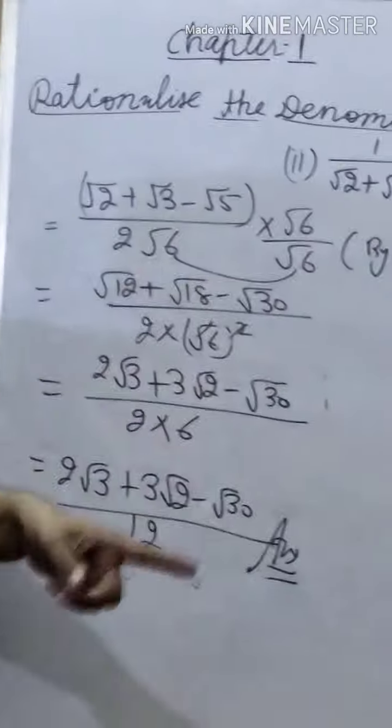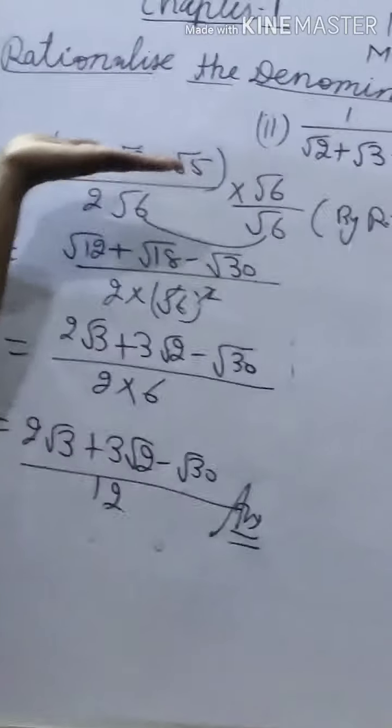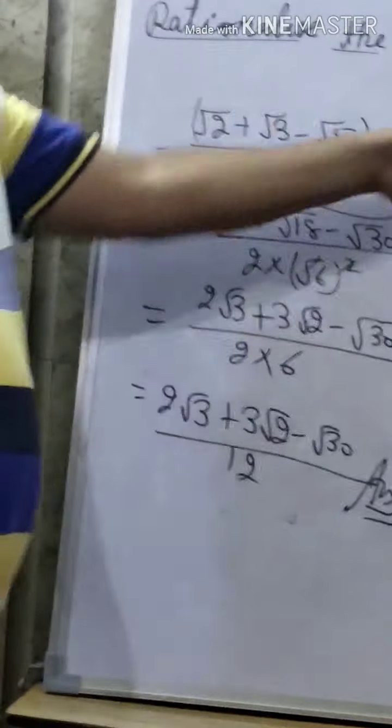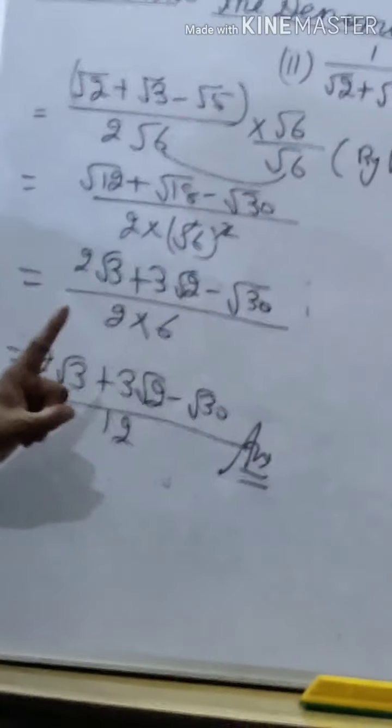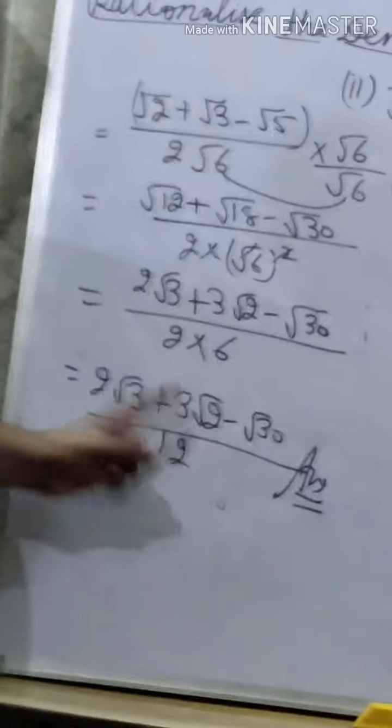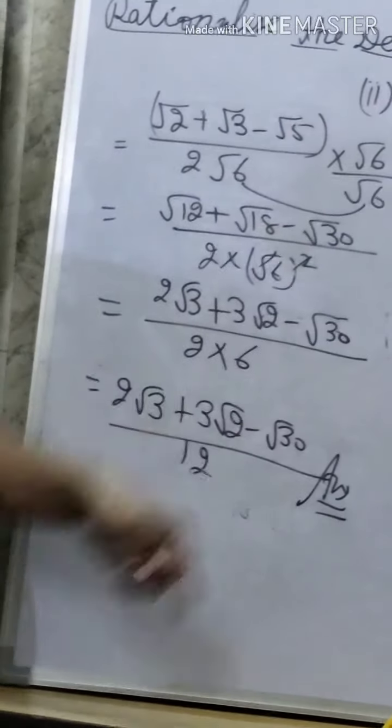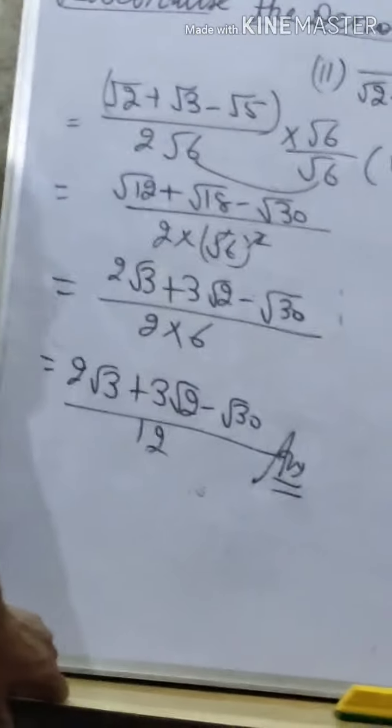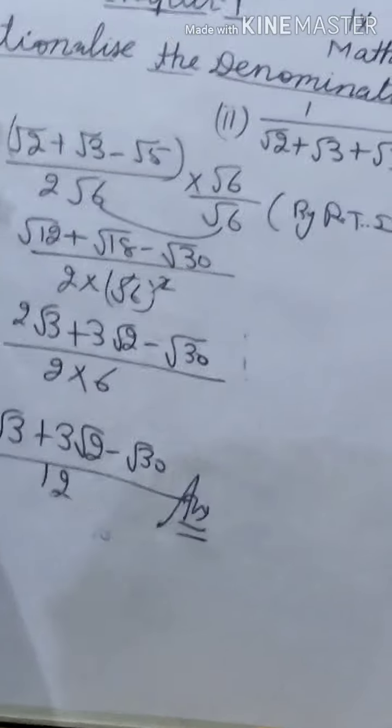So this I have revised today. If in the denominator 2 terms, then how to rationalize? If 3 terms are there, how to rationalize? Means we have to remove the root symbol from the denominator. So my dear students, there are so many types in the extra questions. So today you revise from the extra.